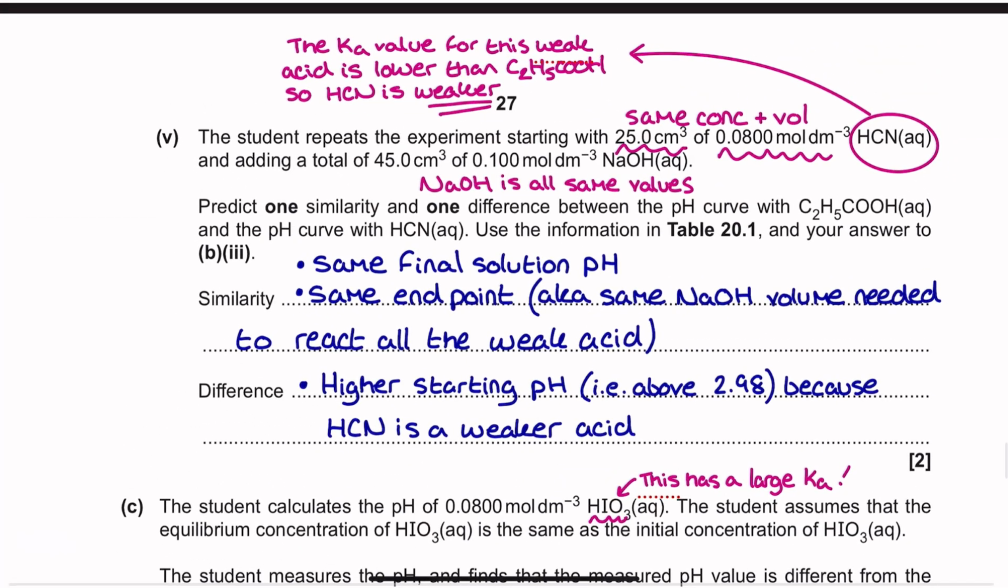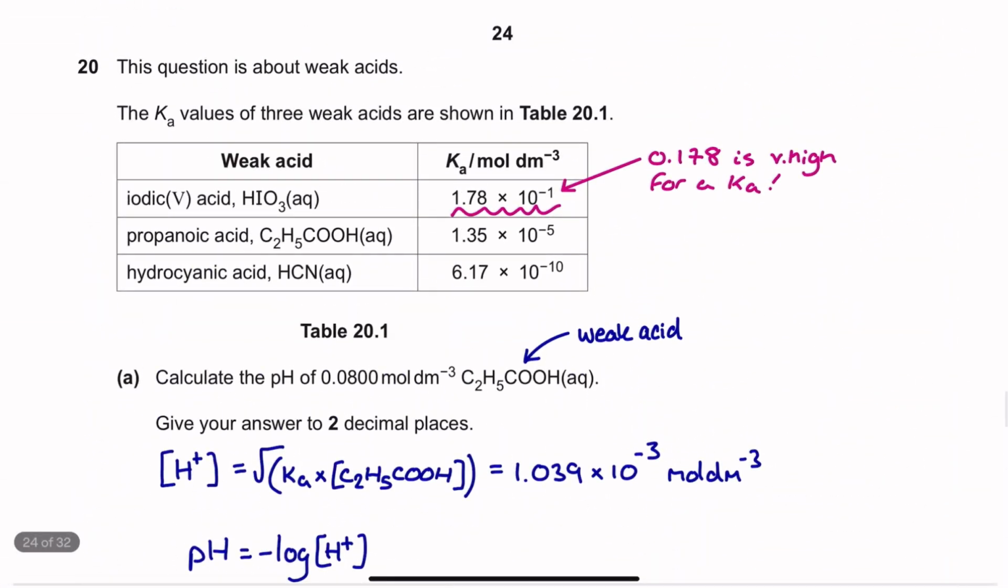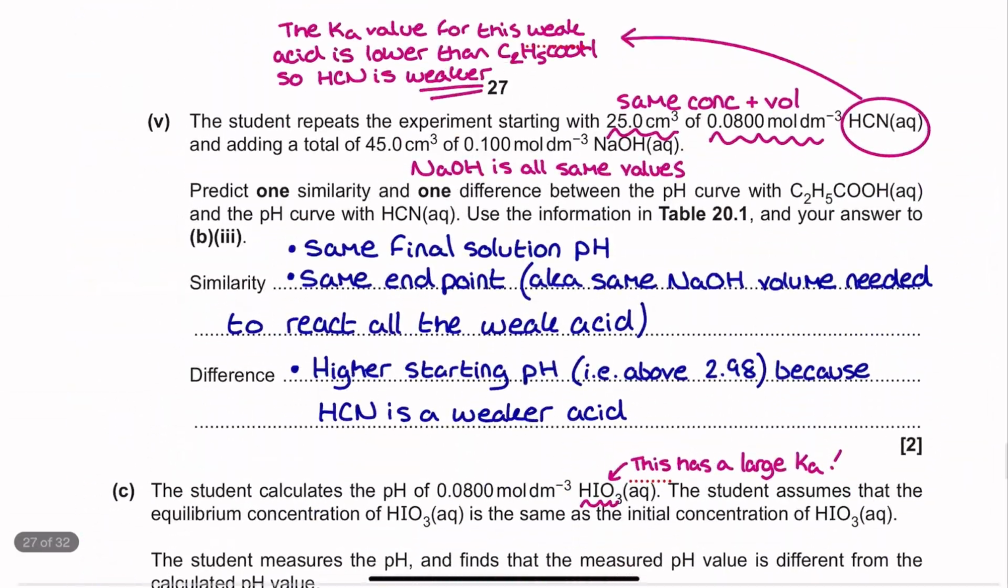Next up, the question takes a turn for the worse. The student repeats the experiment starting with 25 centimeters cubed of 0.08. Notice that's the same concentration and volume as the previous weak acid, but now they've got HCN. Now, according to the data table right at the very start here, if we go right the way back to it, the HCN has got a lower Ka value than the propanoic acid. That means the HCN is an example of a weaker weak acid, and that's going to be used in our answer just here.